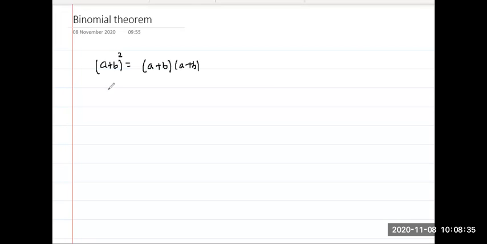Now, if it is a plus b into a plus b, instead of multiplying, let's have a different approach. Because when you're multiplying, what you're doing is choosing the variables. Think about it. You're choosing the variables to multiply. Got it?